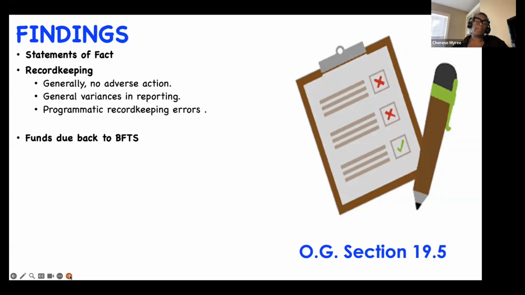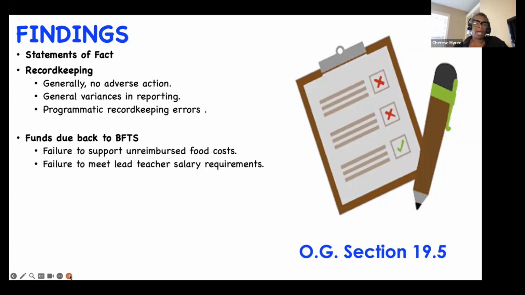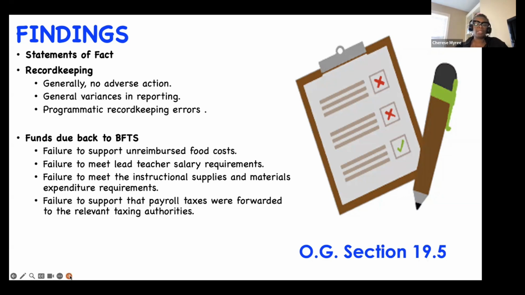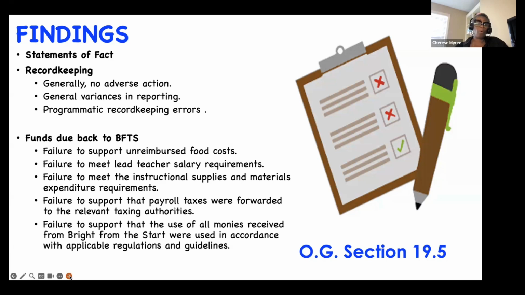Then there are findings where funds are due back to Bright from the start. Some reasons why that may happen: you may not have been able to support your unreimbursed food costs, or you did not meet the minimum salary requirements or instructional supplies or material requirements. You didn't support that you paid the taxes as required to the different agencies, or you simply didn't support that you used all the money in accordance with the guidelines. Those things can result in monies due back to Bright from the start.